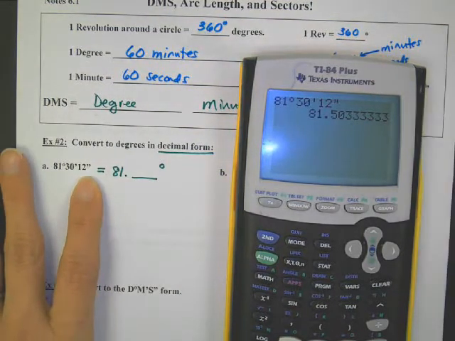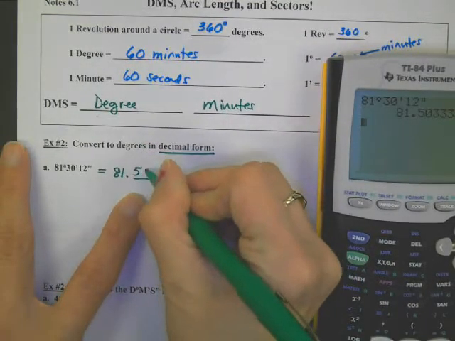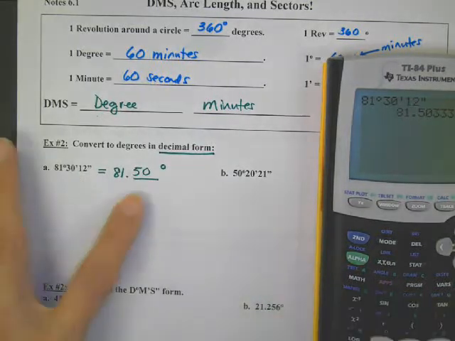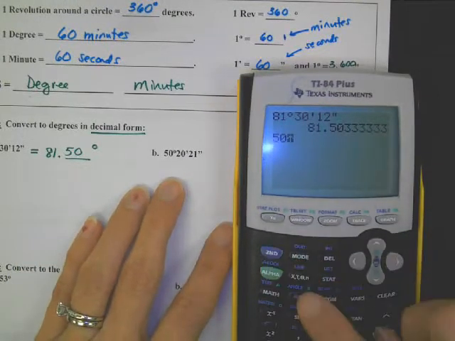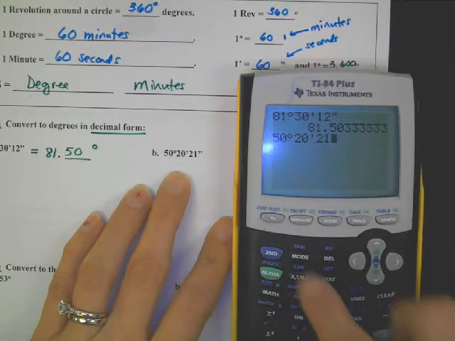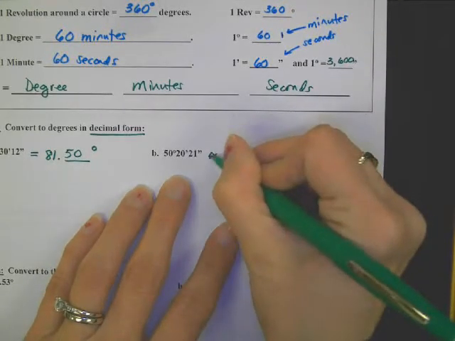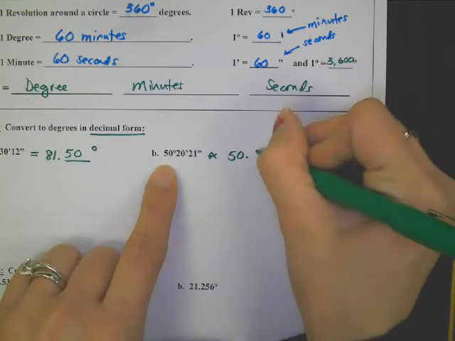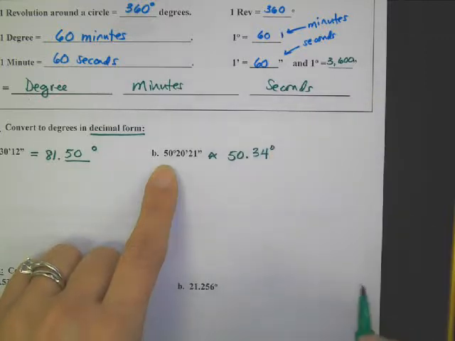And so this angle is 81 point, I'm going to round to 2 places, 50 degrees. Well, that makes sense. 81 degrees, 30 minutes, that's like half, so 81.50. All right, let's try it again. Let's try 50 degrees, 20 minutes, and 21 seconds. And that comes out to be approximately, I know it's going to be 50 point what? Let's round to 2 places. 4 degrees.